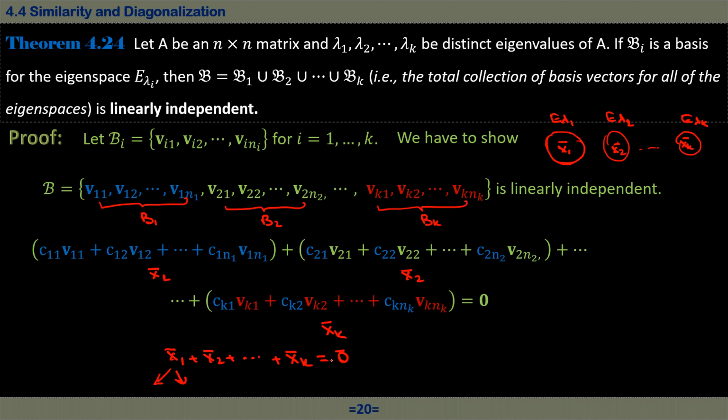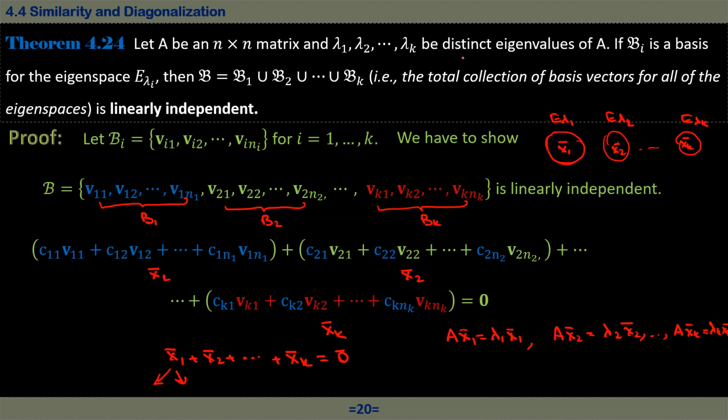And how about the second case? Here, if x1 is an eigenvector, then we have A x1 is equal to lambda 1 x1. For the second one, A x2 equals lambda 2 x2, and so on, up to A xk is equal to lambda k xk.